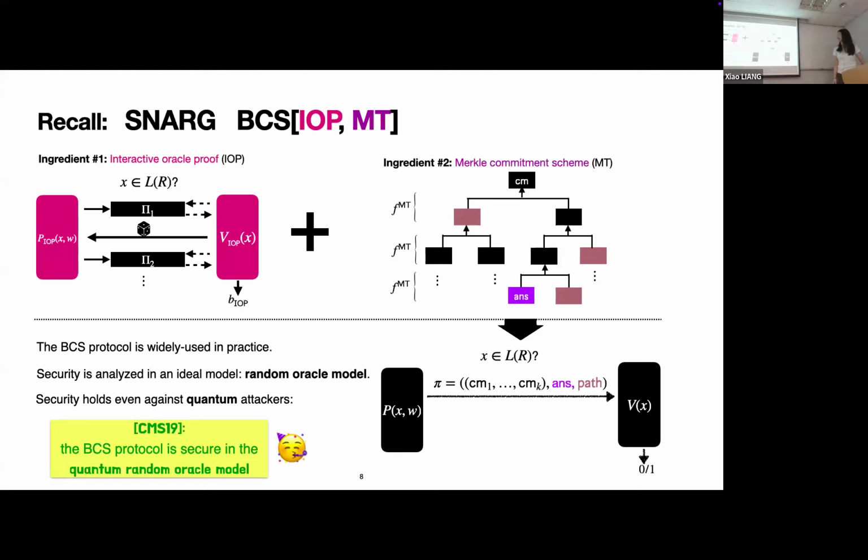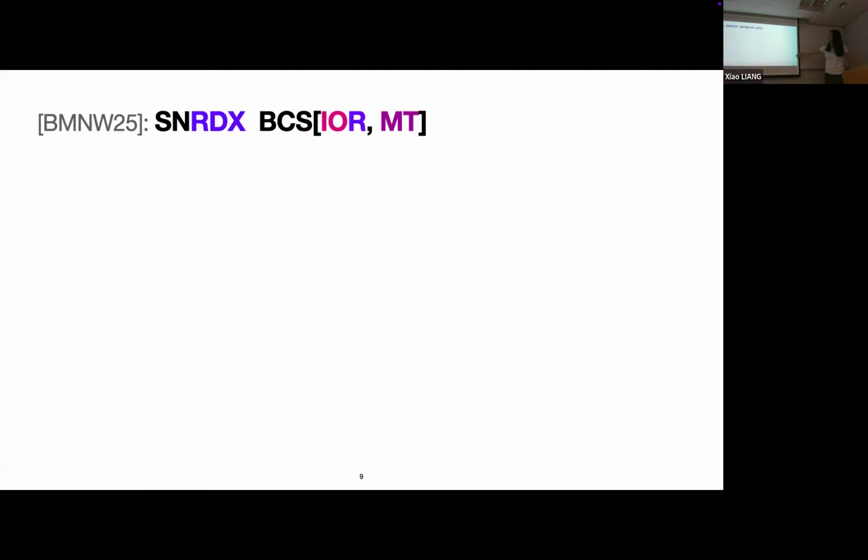So that's true. This is the case for SNRG. At least we know the soundness, not sure about knowledge soundness. And for reductions, we have BMNW25. They extended the BCS protocols to also work for reductions.